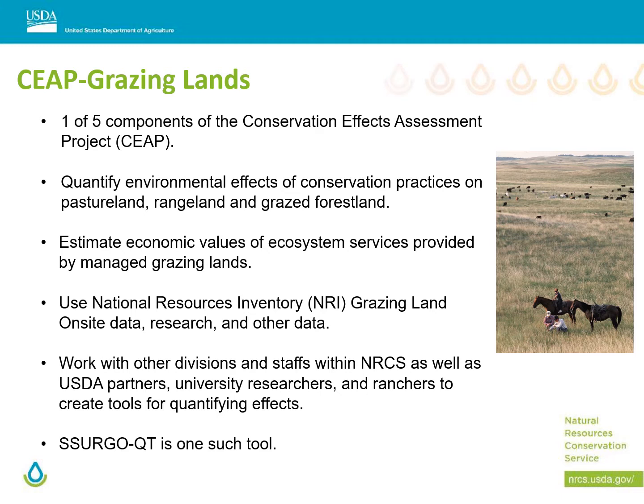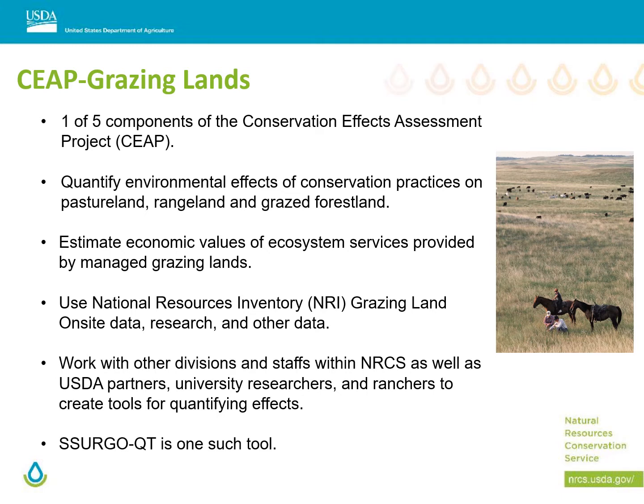CEAP-Grazing Lands is one of 5 components that is part of the Conservation Effects Assessment Project within NRCS's Resource Inventory and Assessment Division. Our role in CEAP is to quantify the environmental effects of conservation practices on pasture land, rangeland, and grazed forest land. We also seek to estimate the economic values of ecosystem services provided by managed grazing lands. We use the NRCS National Resources Inventory, NRI, grazing land on-site studies data as the basis for our assessment work.